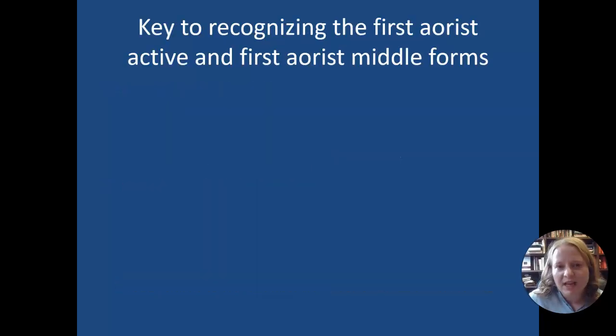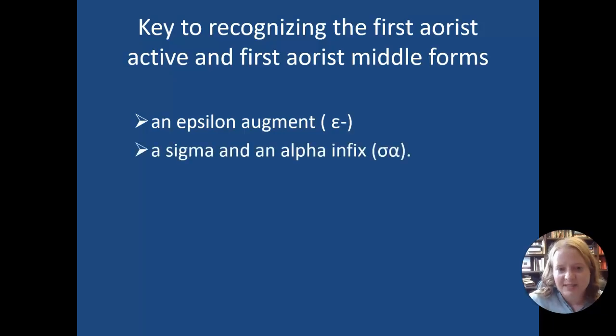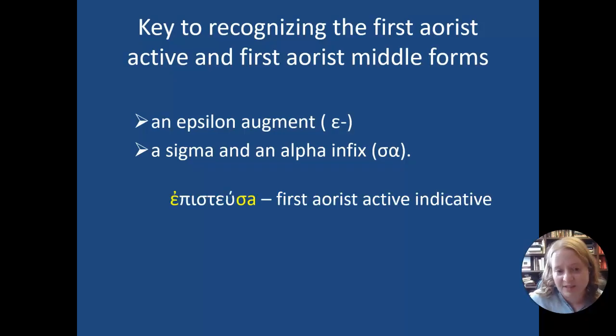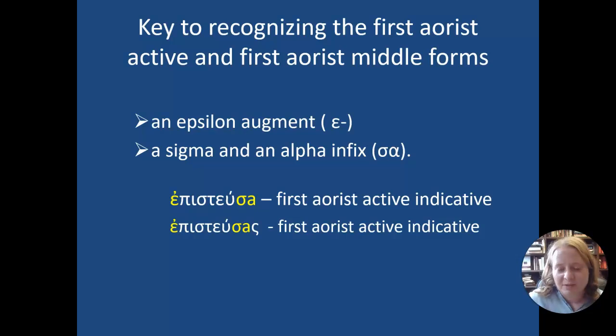All right. The key to recognizing the first aorist active and first aorist middle forms are these two things. It always has an epsilon augment at the beginning because that's what makes it past tense. And it always has a sigma and alpha infix. So e and sa is what makes it epistusa, makes it the past. I believed. Epistusas, you believed. So that's the thing that you're looking for, the epsilon and the sa.